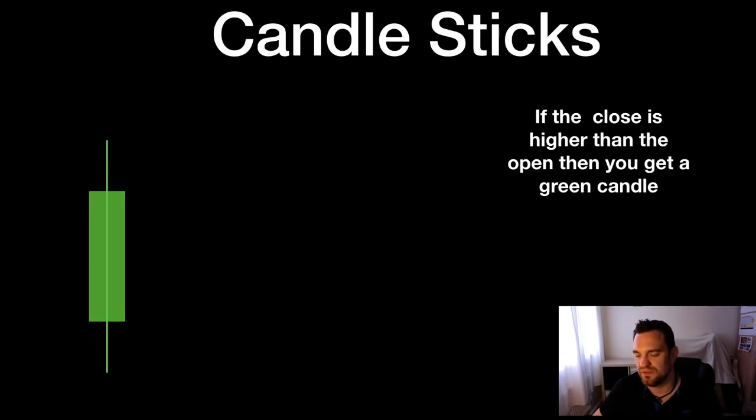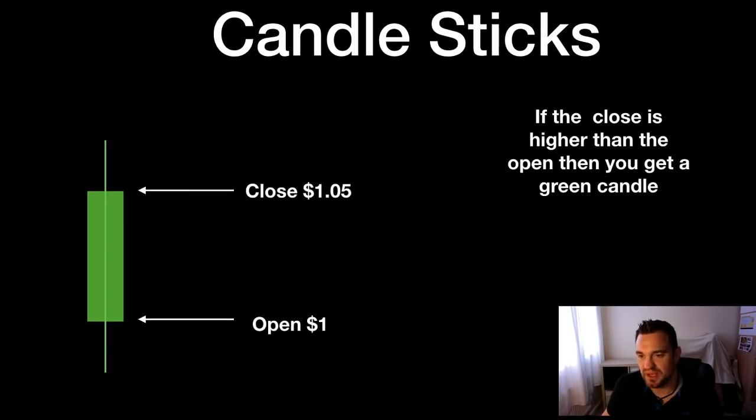So you get a green candle if the close is higher than the open. And what I mean by that is, on the day, it opens at $1, and by the end of the day, it closes at $1.05. That means there's been a gain, therefore it is a green candle. And then the lines mean that that's the trading range of that day.